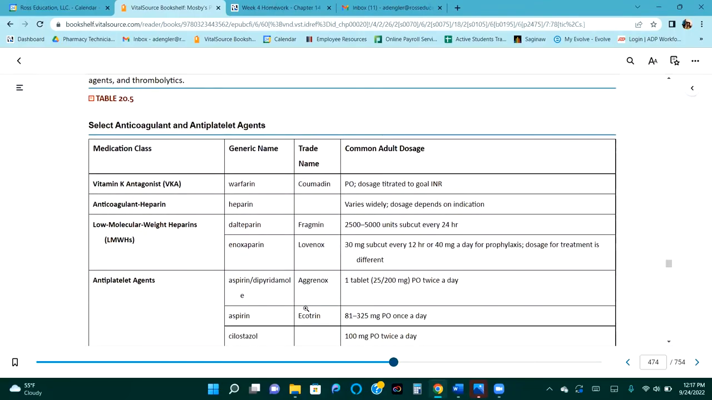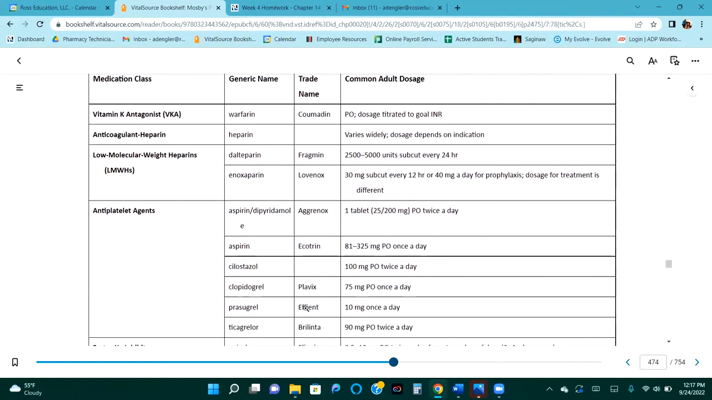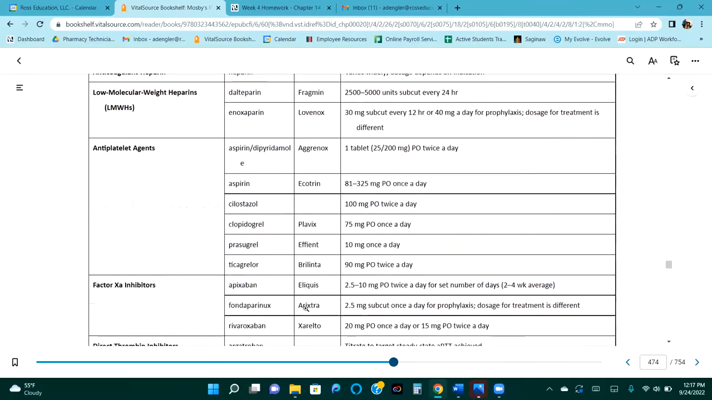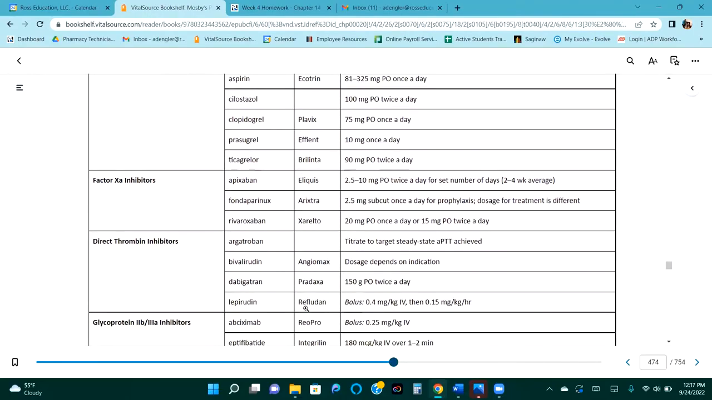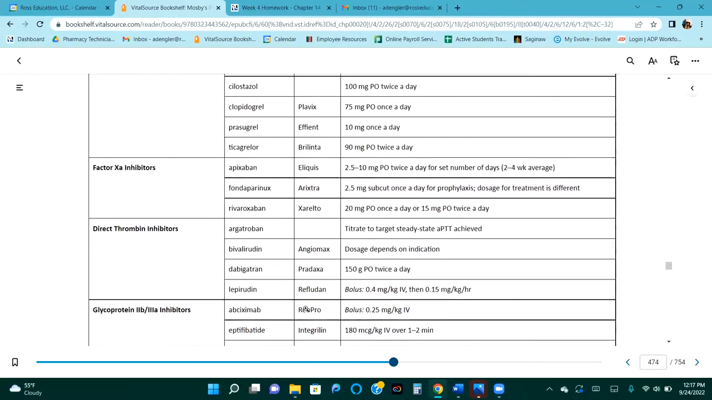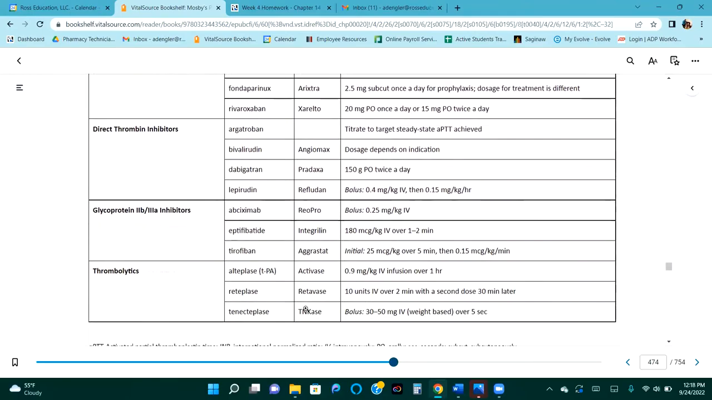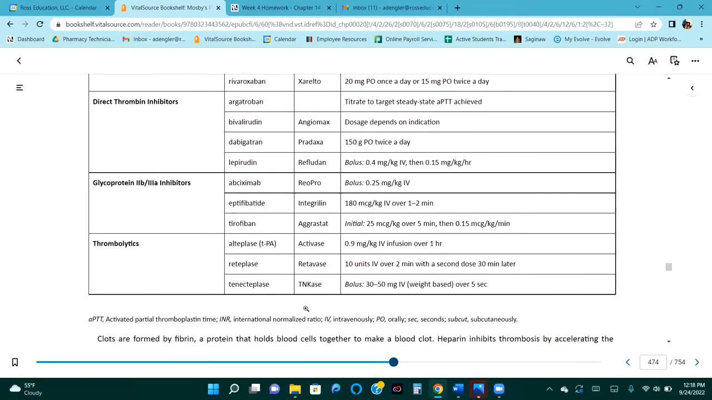Table 20.5 lists select anticoagulant and antiplatelet agents. Warfarin, heparin. We have antiplatelet agents like aspirin, clopidogrel, cilostazol, factor Xa inhibitors, apixaban, Eliquis, direct thrombin inhibitors, Pradaxa, glycoprotein IIb/IIIa inhibitors like Aggrastat or Integrilin, thrombolytics such as Activase, Retavase, or TNKase.